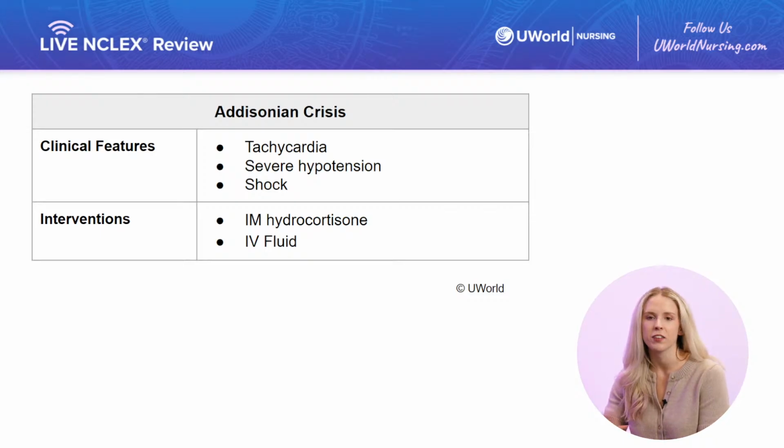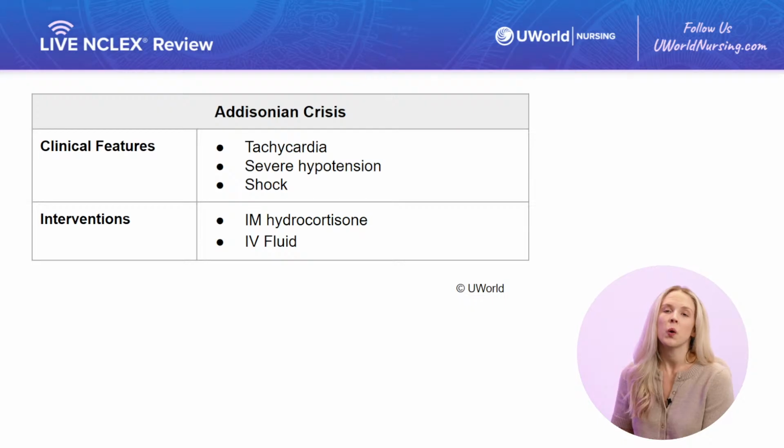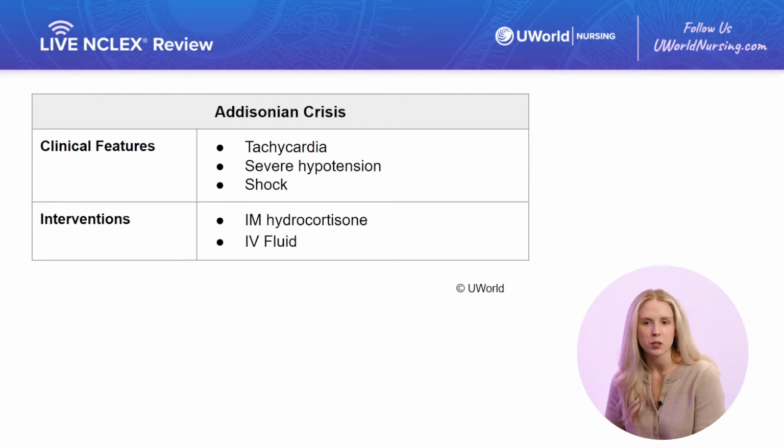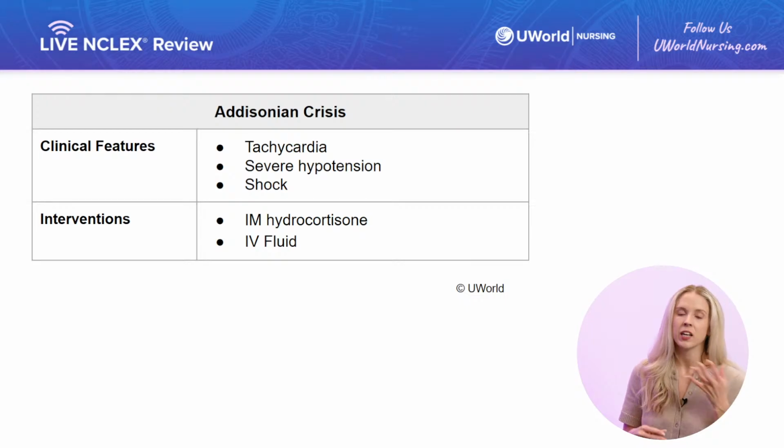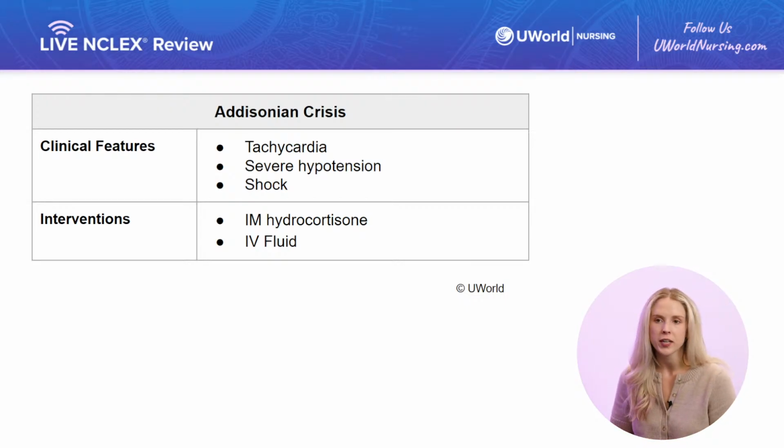Alrighty, and diet. I feel like there's always a diet teaching session when it comes to nursing intervention. Diet is so important. So we want to make sure these clients are eating a high protein and a high carbohydrate diet to ensure they're getting enough nutrients. Addison disease, remember, can cause a decreased appetite. So we want to make sure they're still getting all the things that their body needs, and that nutrient-dense, high protein, high carb diet is how we're going to do that.